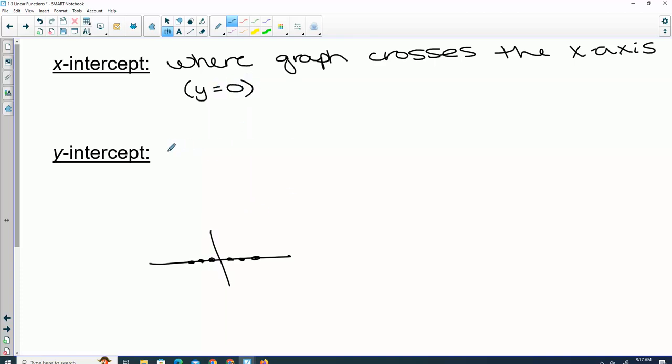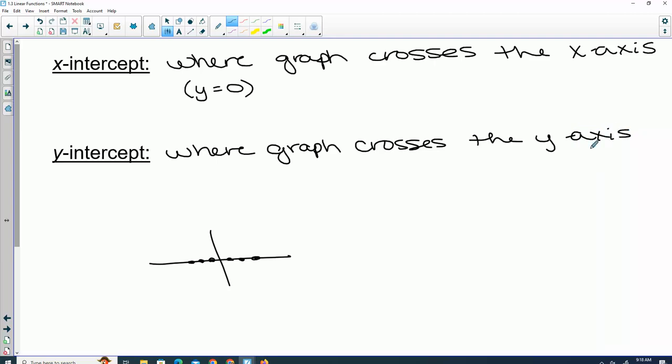A y-intercept is the same thing but with the y-axis. So where the graph crosses the y-axis. And if you are on your y-axis, what's true? What's 0? The x, yeah. Every point on the y-axis has an x value of 0 if we're talking about those ordered pairs.